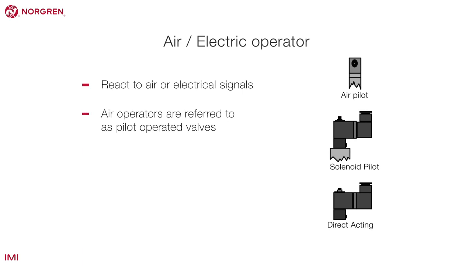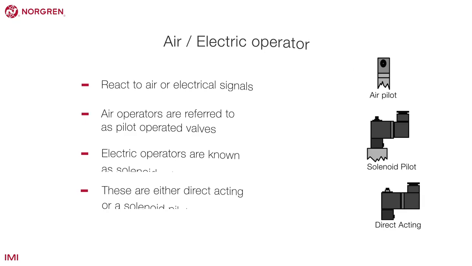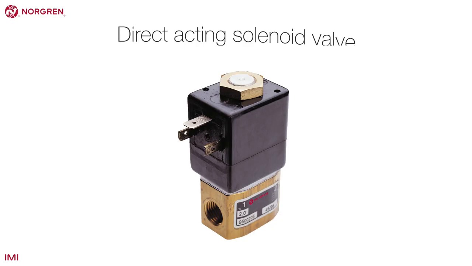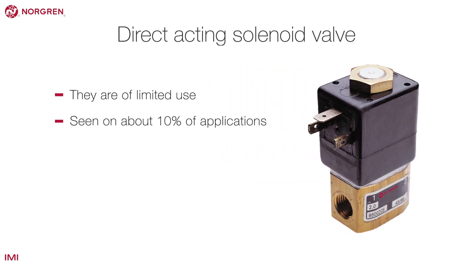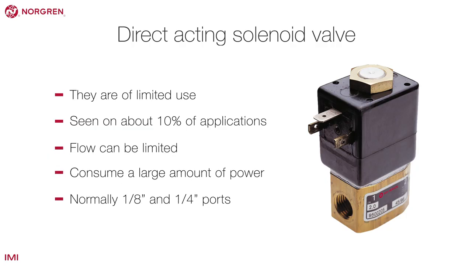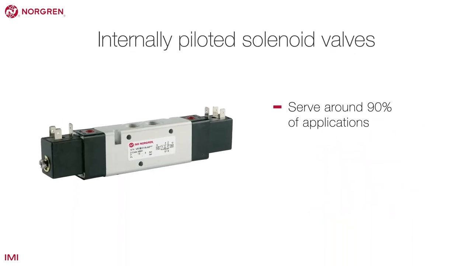Air operators are referred to as pilot-operated valves. Electric signaled operators are known as solenoid valves and are either direct-acting or a solenoid pilot. Direct-acting solenoid valves are of limited use and are seen on about 10% of applications. That's mainly because flow can be limited and they consume a large amount of electrical power. Internally piloted solenoid valves serve around 90% of applications. This is by far the most common type of solenoid valve and is much more energy efficient.